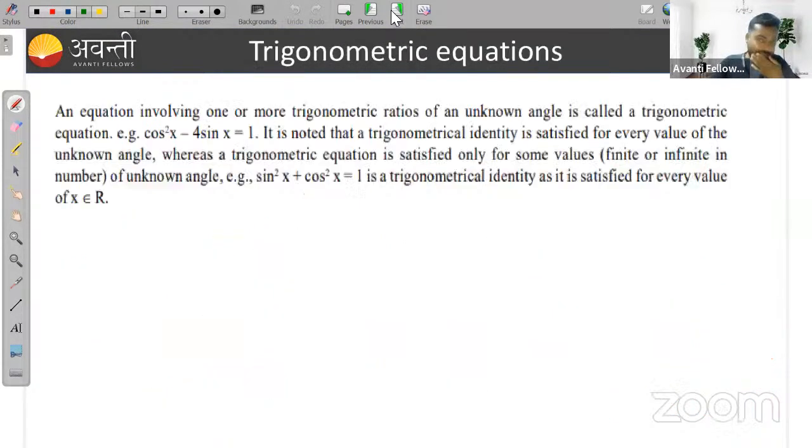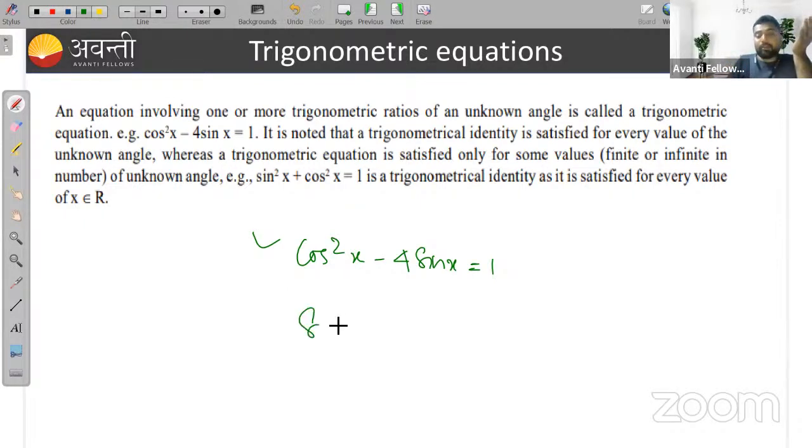Now we'll discuss trigonometric equations. All of you know what an equation is. Likewise, we also have trigonometric equations: equations with unknown trigonometric ratios are called trigonometric equations. Like here, cos square x minus 4 sin x is equal to 1. It's an equation with unknown trigonometric ratios, so this is a trigonometric equation.